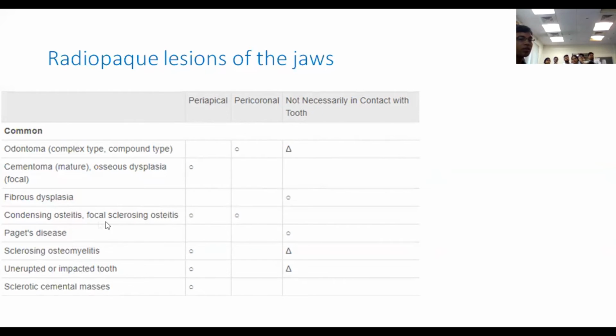Then condensing osteitis and focal sclerosing osteitis can be in periapical and pericoronal locations. Then Paget's, usually it is a bone tumor, so there is nothing. Sclerosing osteomyelitis usually starts from an infection located in the apex. So that is how they will start.